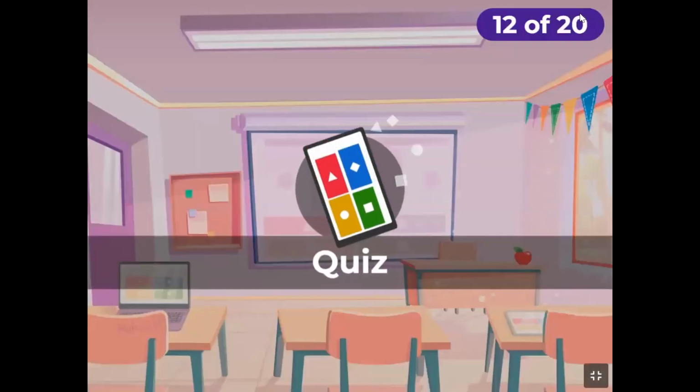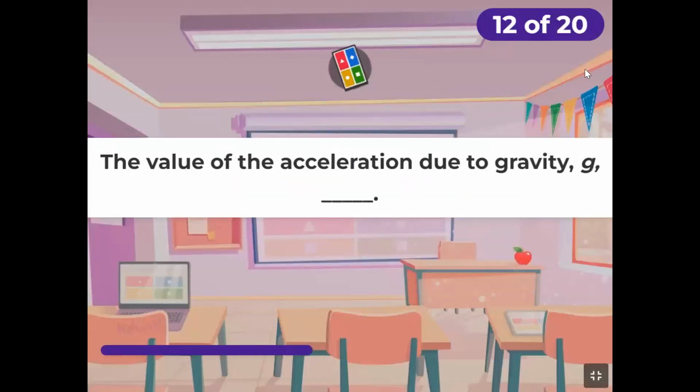All right, Matt moving up, Patrick in the lead. The value of acceleration due to gravity.